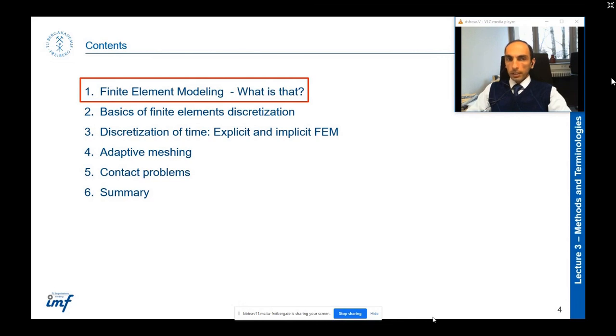And later, in the next session, we will talk about adaptive meshing and contact problem, the boundary condition and how we can apply it, and finally, a summary on this topic.